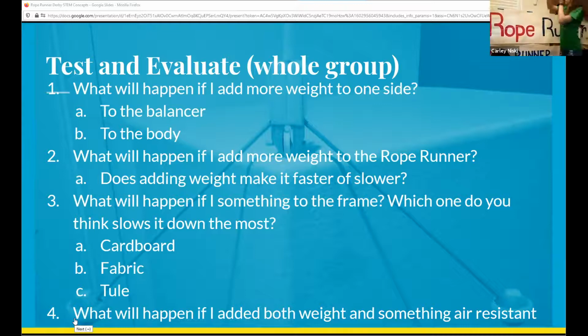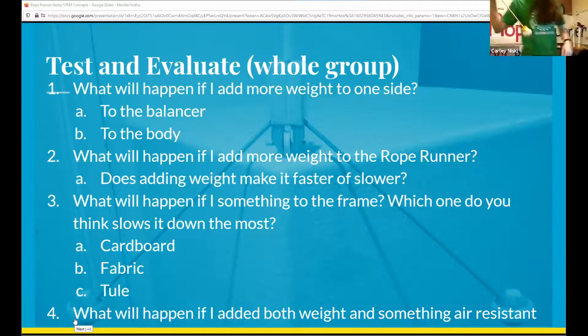We need a rope too. Here we go. Oh, let me move my chair out of the way. Make sure that wheel is on the rope. That can be tricky sometimes. And let go. Yes, that definitely went slower that time. You can try that with a larger piece of cardboard too.